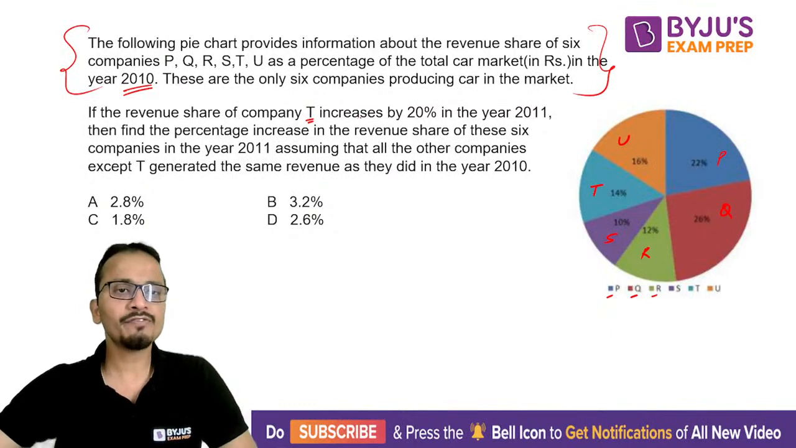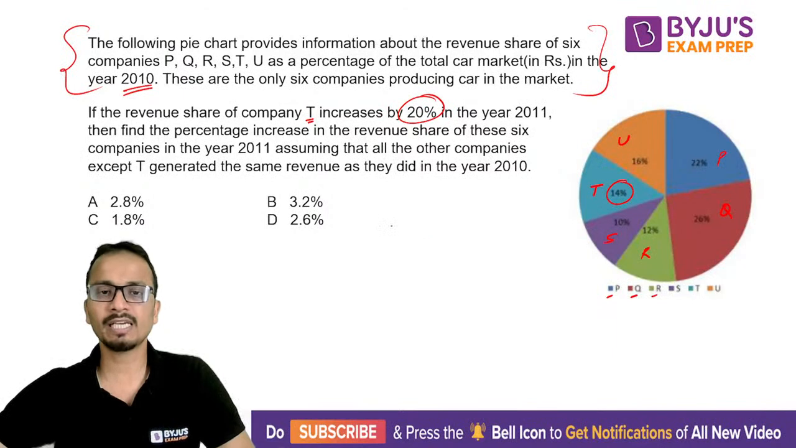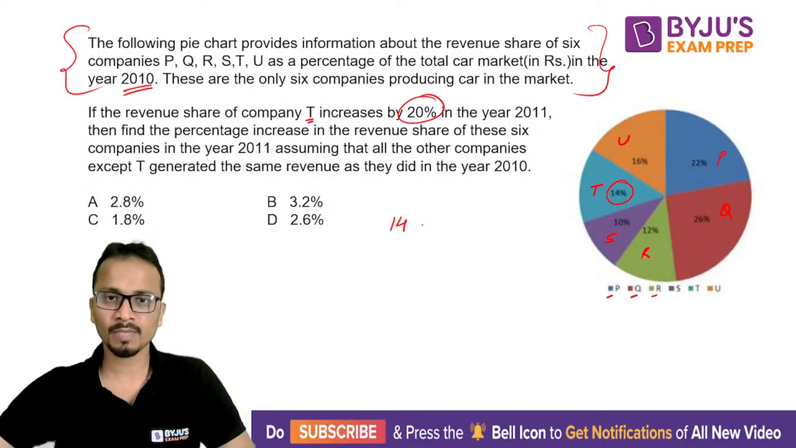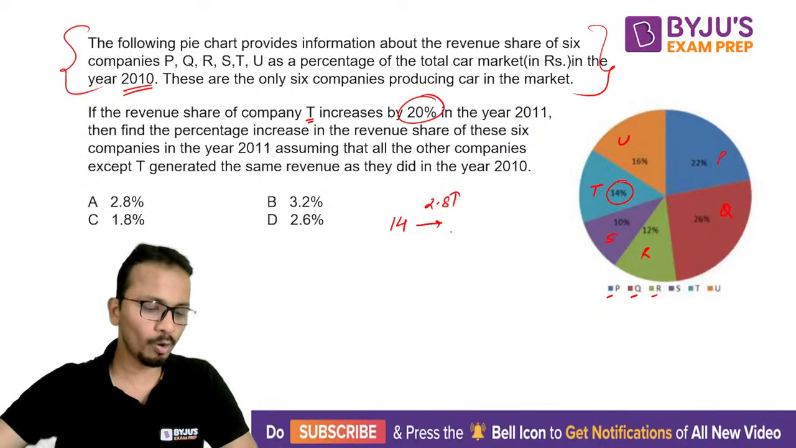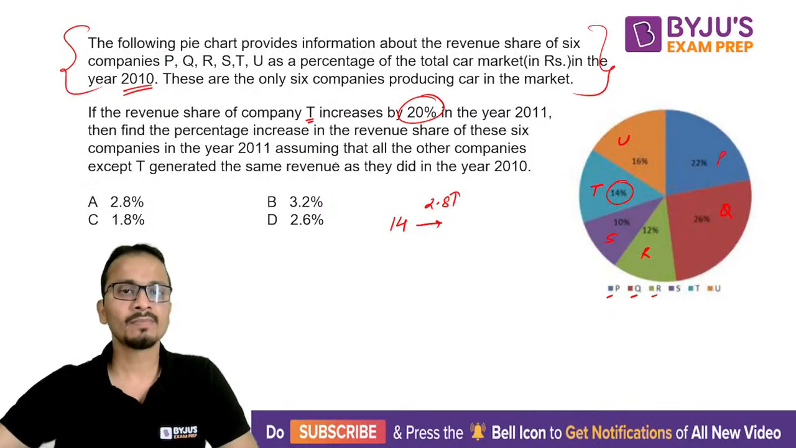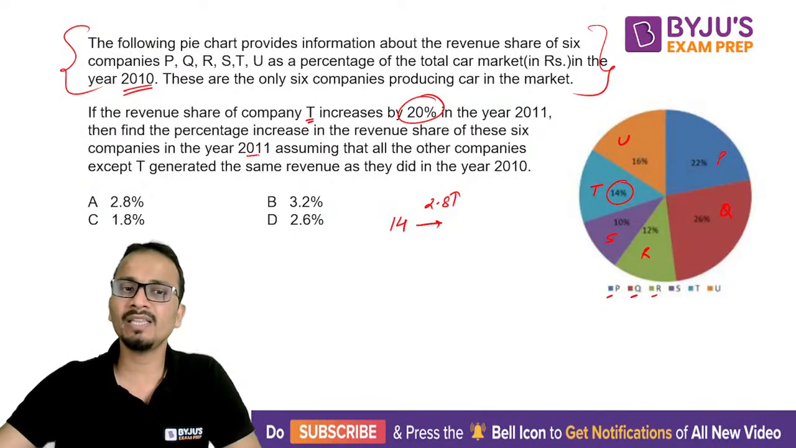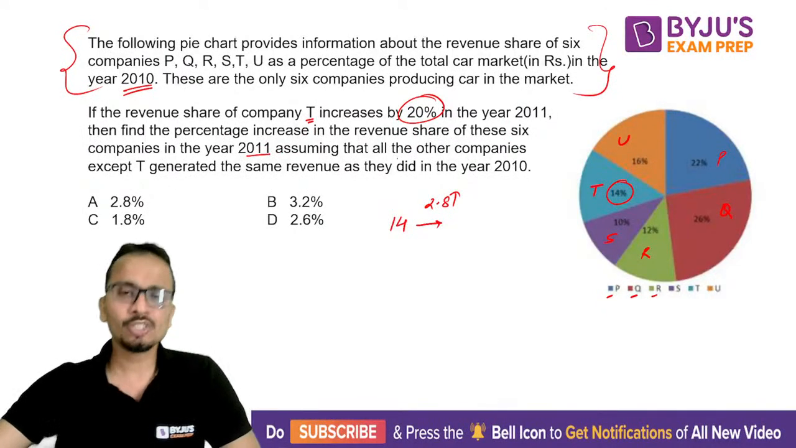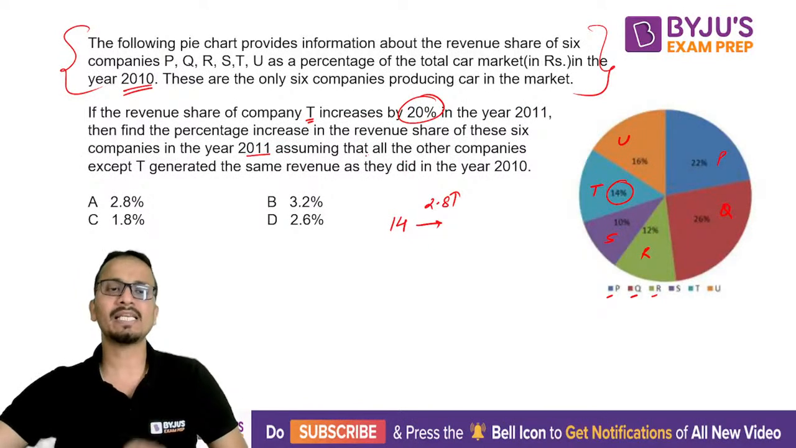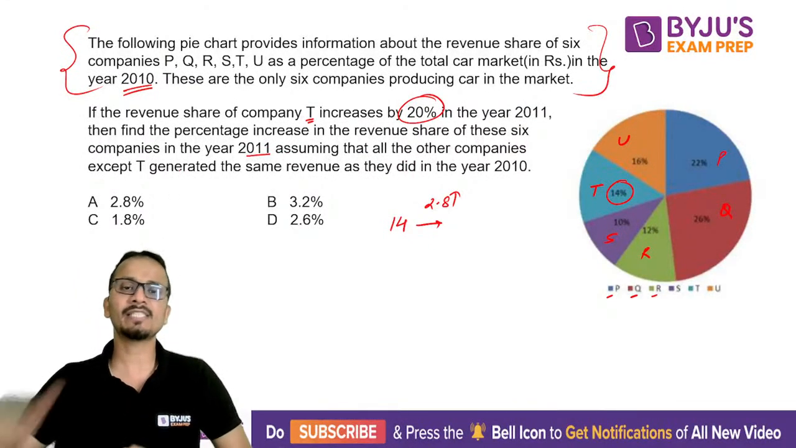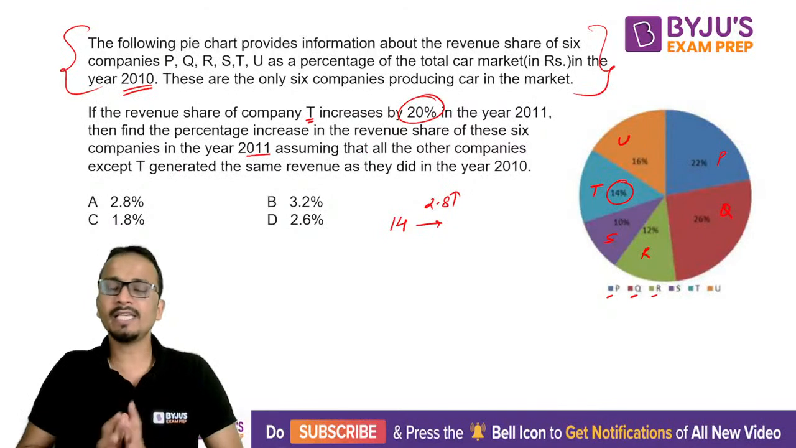Now if the share of company T increases by 20%, T's value is 14%. Now, 14's 20% is how much? 2.8. So this value will increase by 2.8, right? Then find the percentage increase in the revenue share of all these 6 companies in the year 2011, assuming that all other companies except T generated the same revenue as they did in the year 2010.